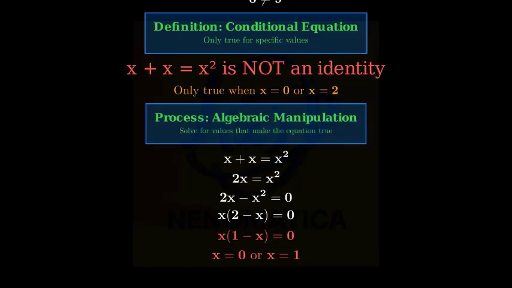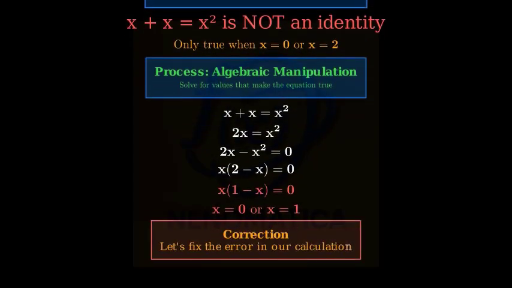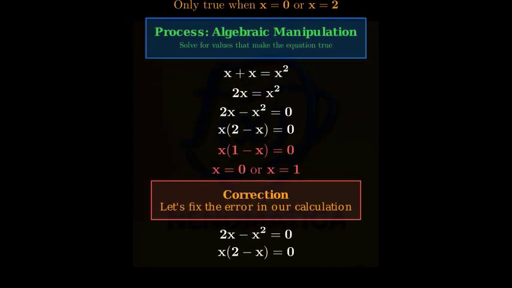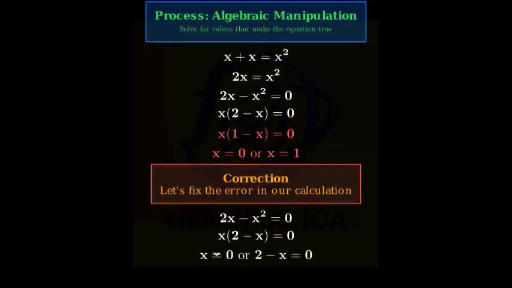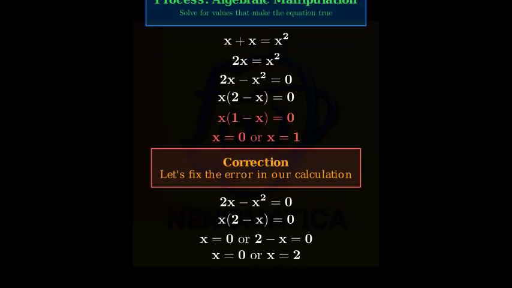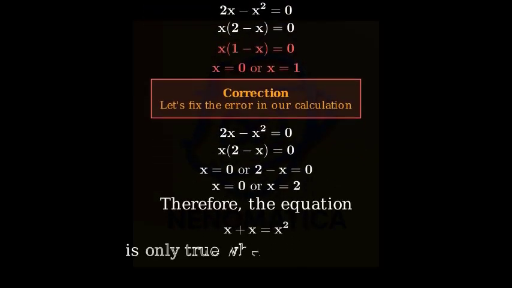Let me correct it. Starting again from 2x minus x squared equals 0, we can factor out x to get x times 2 minus x equals 0. Therefore, either x equals 0 or 2 minus x equals 0, meaning x equals 2. So the equation x plus x equals x squared is only true when x equals 0 or x equals 2, which confirms our earlier testing.